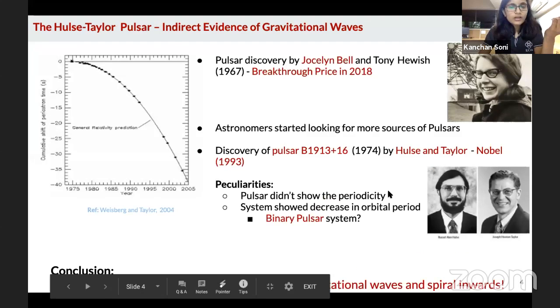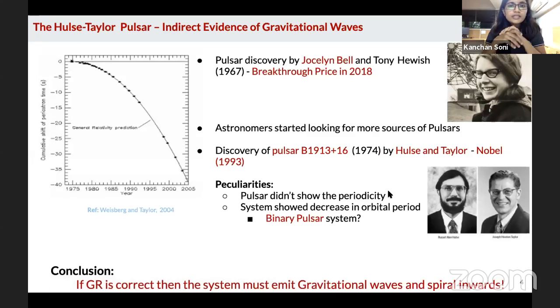But the motivation came from the first indirect observation of gravitational waves, which was the discovery of the Hulse-Taylor pulsar. Now, before moving on to the Hulse-Taylor pulsar, we'll understand what pulsars are first of all. So pulsars are basically celestial clocks revolving or rotating at some frequencies. The first pulsar discovery was made by Jocelyn Bell and Tony Hewish in 1967, which got the Breakthrough Prize in 2018.